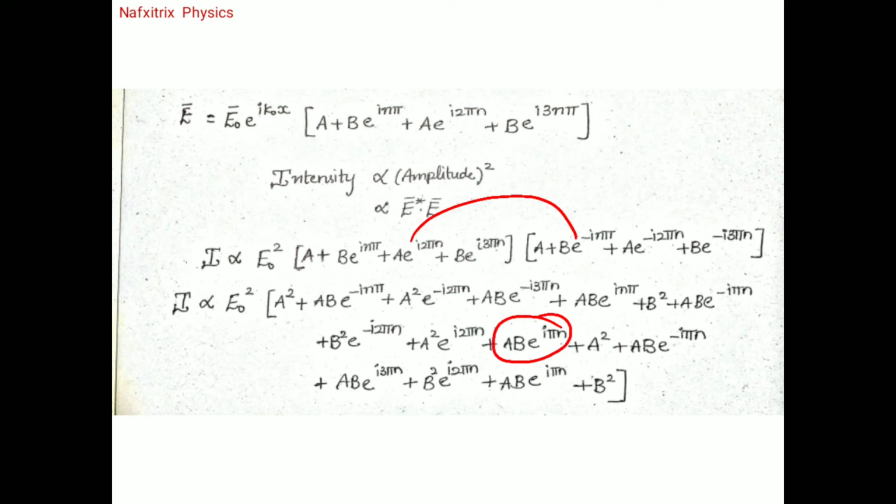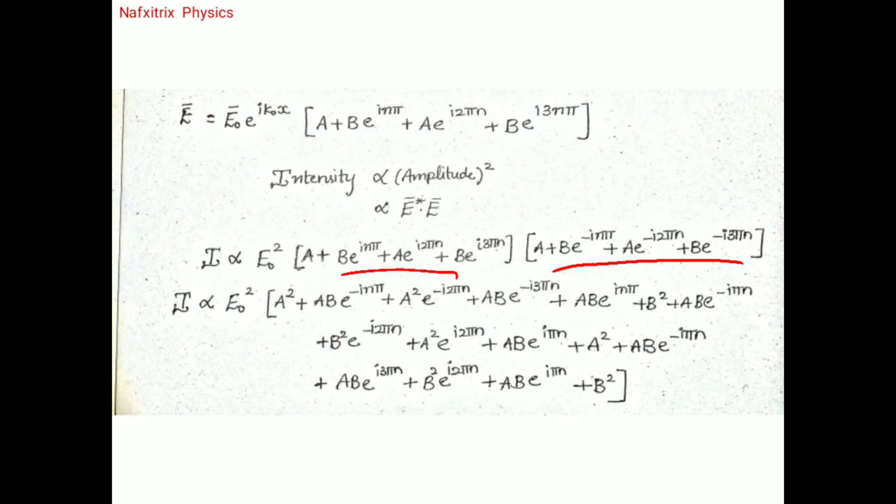So ab e power i pi n. And this term multiply with this one, a into a is nothing but a square e power i 2 pi n into e power minus 2 pi n is nothing but e power 0, 1, that is a square. So like that, this term multiply with this term is nothing but ab e power minus i pi n. So minus 3 pi n plus 2 pi n is nothing but minus i pi n. So like this we are having. And next, b into a is nothing but ab e power i 3 pi n. So this term we are having.